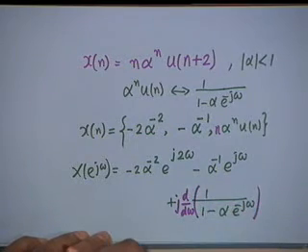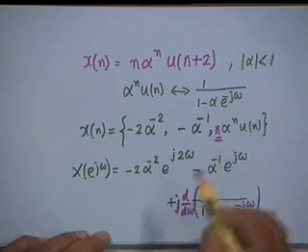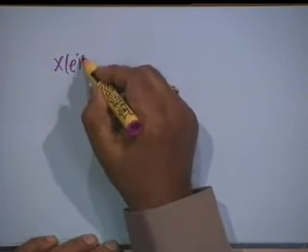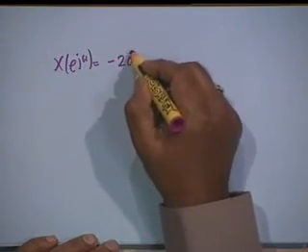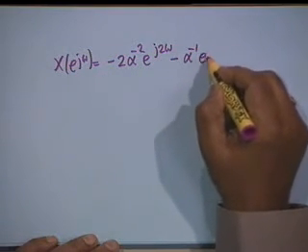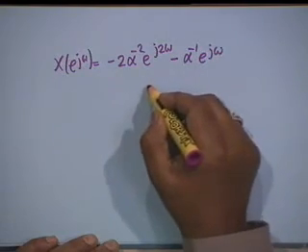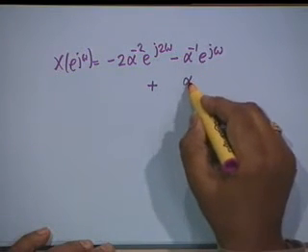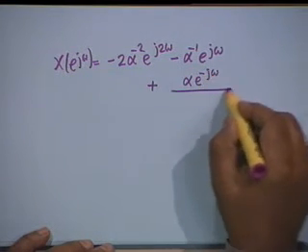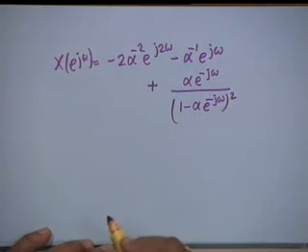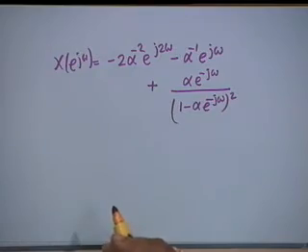This is what it shall be, because there is a multiplication by n, and therefore the correct Fourier transform would be minus 2 alpha to the minus 2 e to the j 2 omega minus alpha inverse e to the j omega, then plus differentiate this and multiply by j. So, you get alpha e to the minus j omega divided by 1 minus alpha e to the minus j omega whole squared. This is the correct value of the Fourier transform.